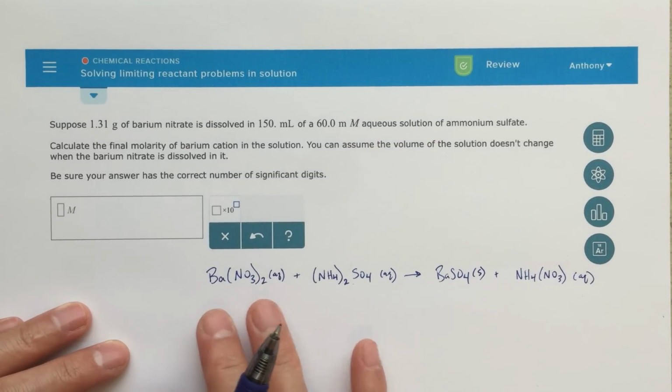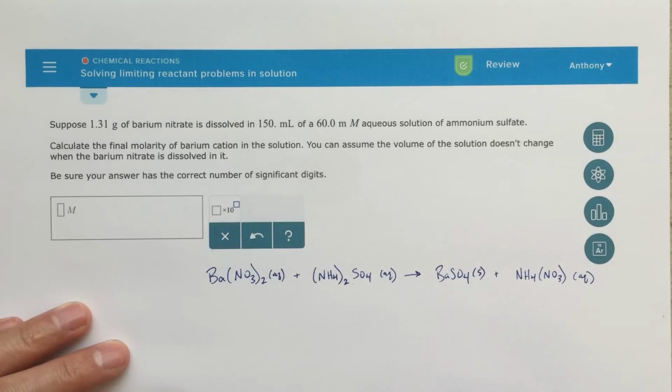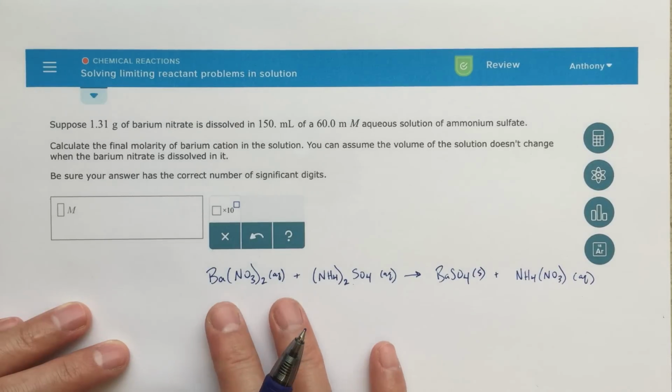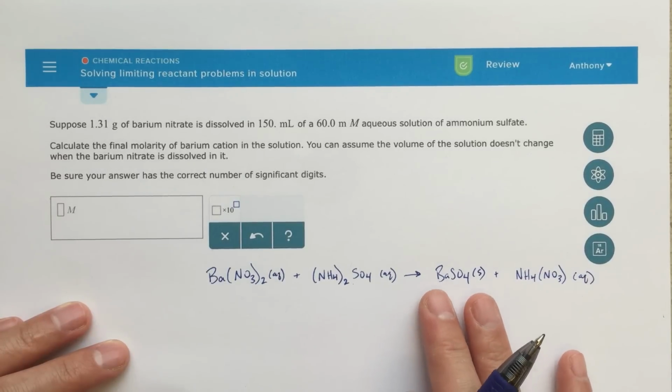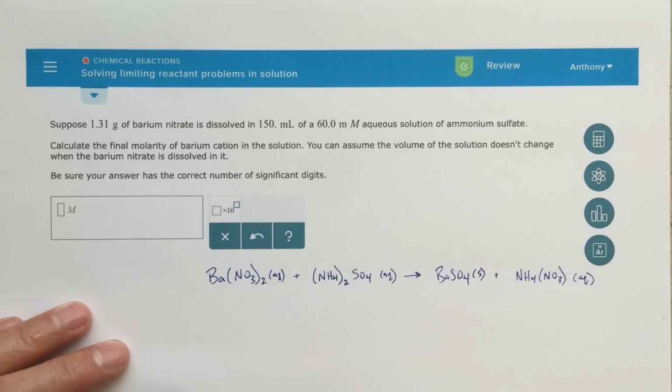I'm going to mix some barium nitrate with some ammonium sulfate. We're going to have a reaction, and what's going to happen in that reaction is, according to my solubility rules, I'm going to form a precipitate, right? This is my precipitate for this reaction. So again, another thing that this is testing us on.